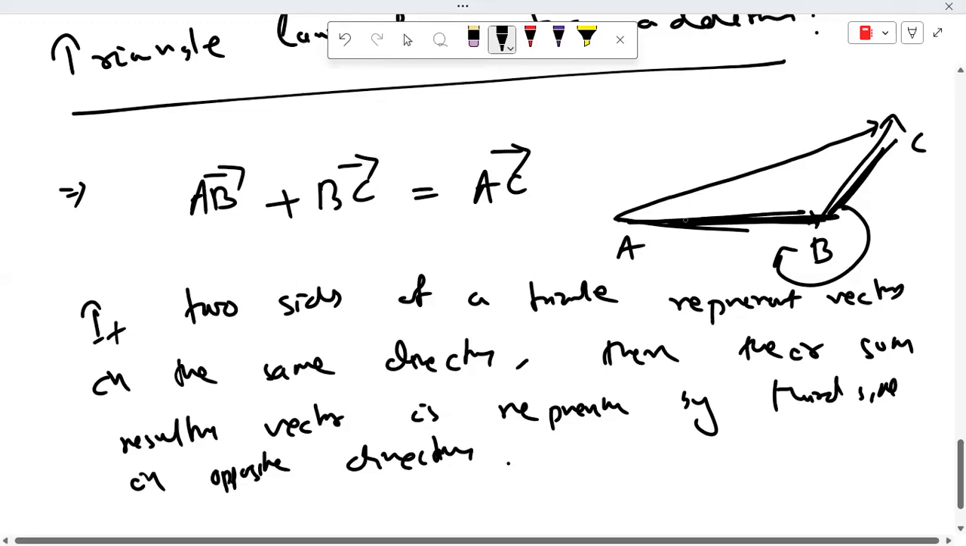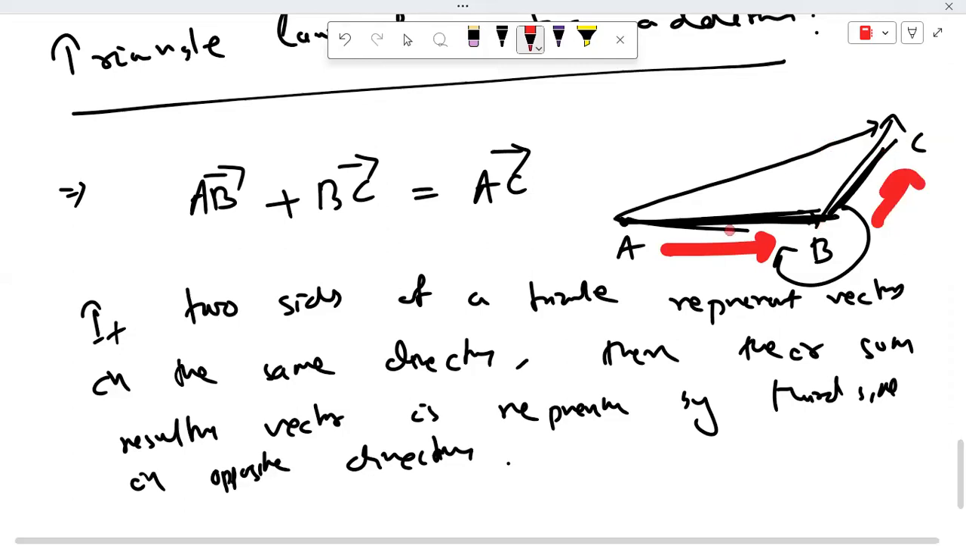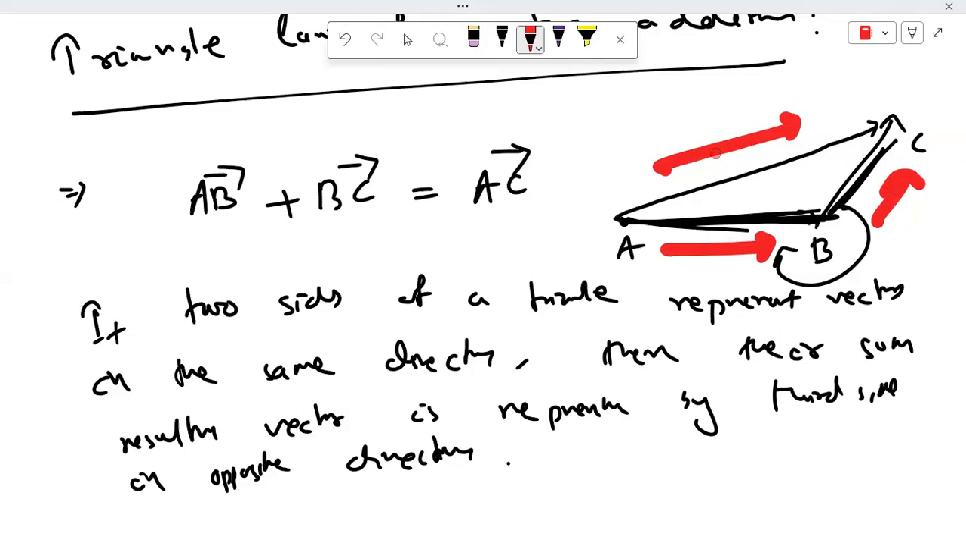AB is like this, moving from A to B in this direction. BC is this direction, so same direction, anti-clockwise, two sides of the triangle. The third side represents the resultant vector, their sum, in the opposite direction. If they are moving anti-clockwise, it should move clockwise. Yes or no? Yes, sir. All right, note it down.